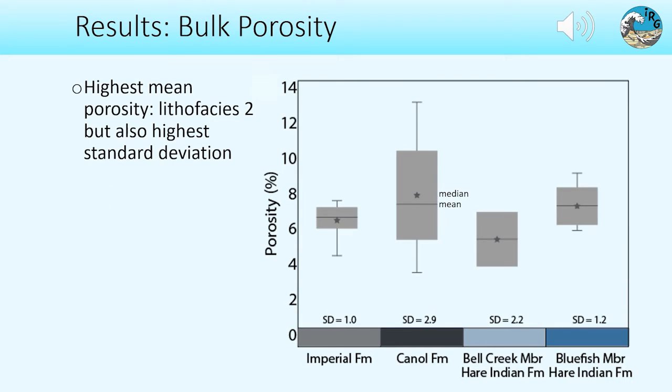Now looking at bulk porosity results, this plot shows porosity for each lithostratigraphic unit in the core, with the Hare Indian Formation separated into the Bell Creek and Bluefish members since these two members have fairly different properties. The Canal Formation and the Bluefish member of the Hare Indian Formation have the highest mean porosities, and you can see that the largest standard deviation is associated with the Canal Formation.